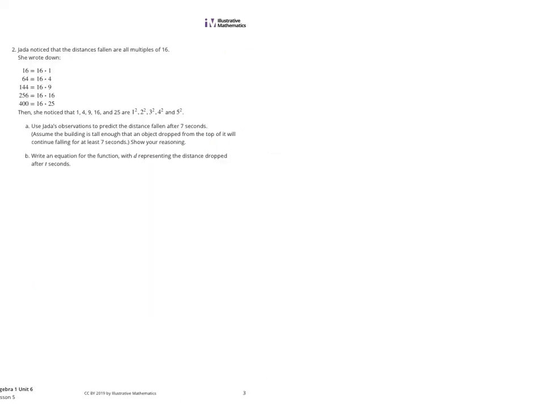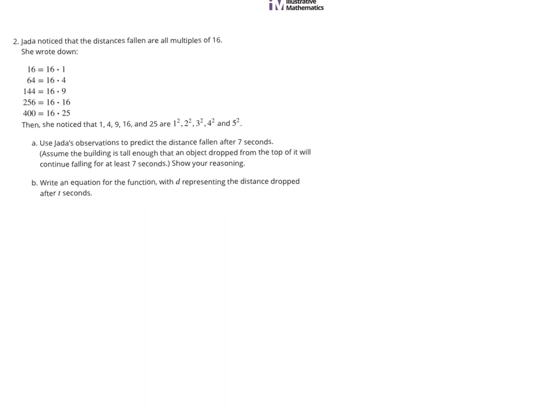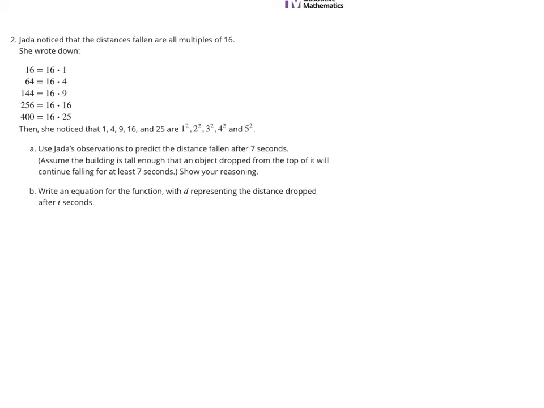So Jada noticed that the distance fallen are all multiples of 16. She wrote down 16 equals 16 times 1, 64 equals 16 times 4, 144 is 16 times 9, 256 is 16 times 16, 400 is 16 times 25. That actually makes way better sense than the way I did it, right? Because that would be second 0. You know what? We just need to make this bigger. Did that make you guys dizzy? It was just too small for me even to write on.